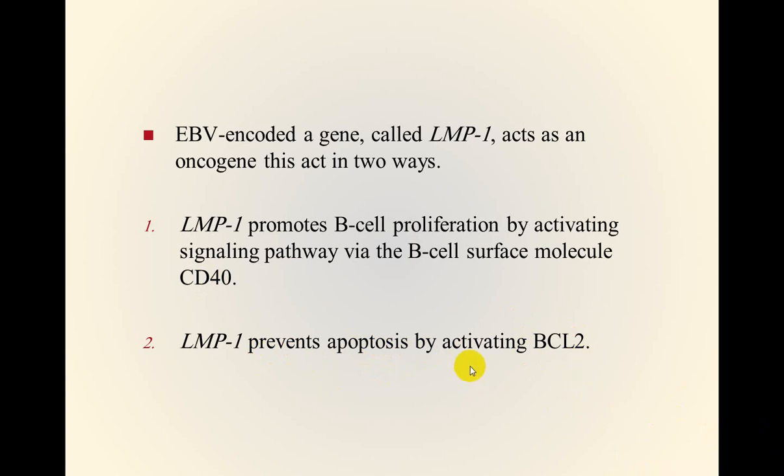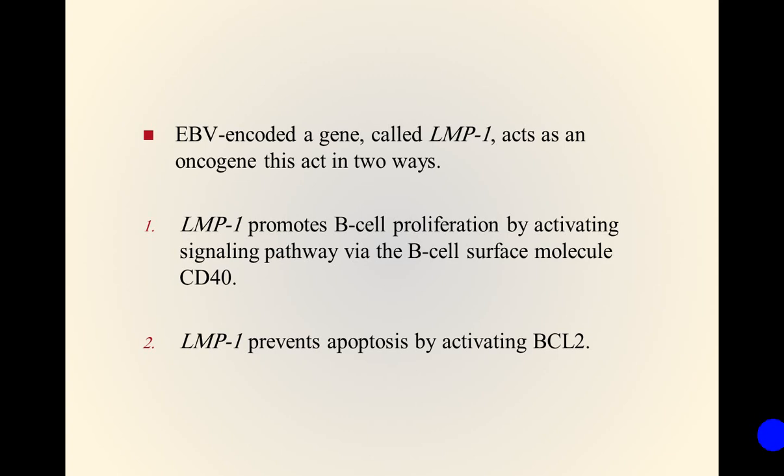Preventing apoptosis by, sorry, activation of BCL2. Do you remember the normal function of BCL2? This is what closes the pores of the mitochondrial membrane. Why does it close them? In order to prevent the leakage of cytochrome C. And if leakage of cytochrome C happens, there will be activation of caspase 9.